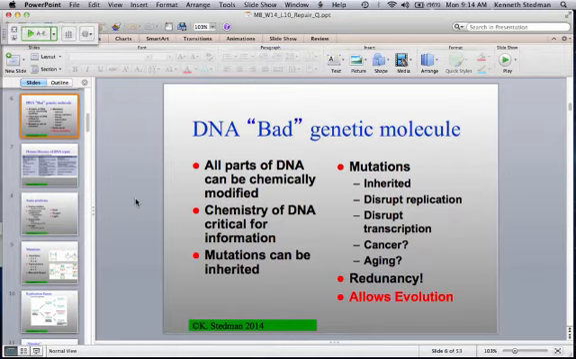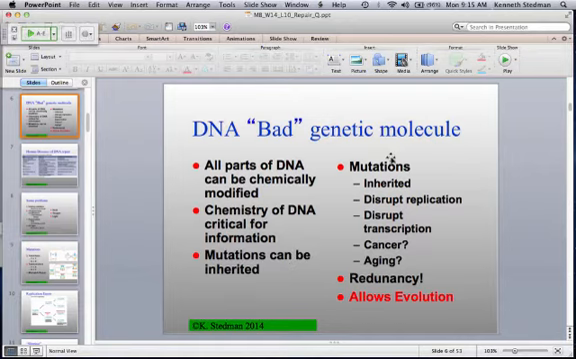So why is DNA a bad genetic molecule? Because everything in DNA can basically be chemically modified, relatively easily, in fact. And the chemistry of the DNA, of course, is critical for that information. It's all in the base pairs, and literally the arrangement of your base pairs in terms of that genetic information. Once you've changed that genetic information chemically, that can be inherited. So a very dangerous process.